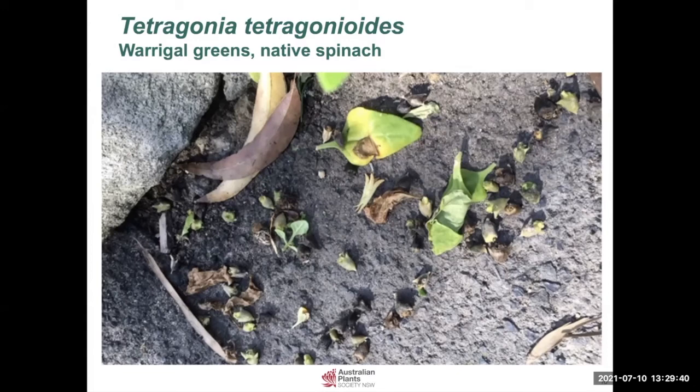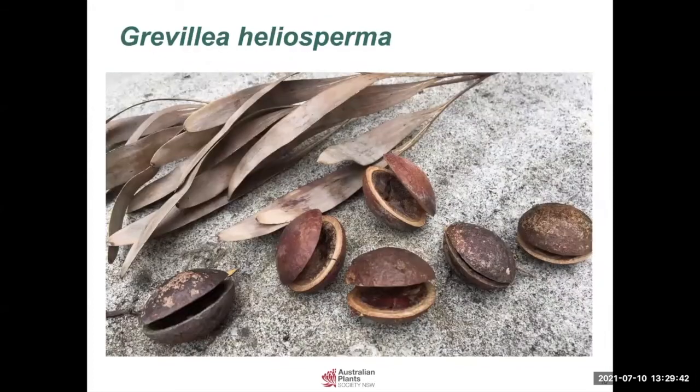Okay, and this is another photo from a plant at Joseph Banks Reserve at Corrimal. This is Grevillea heliosperma. So helio means sun, and so it's referring to the shape of the seed being like a sun. So it's very round, it's very spherical.